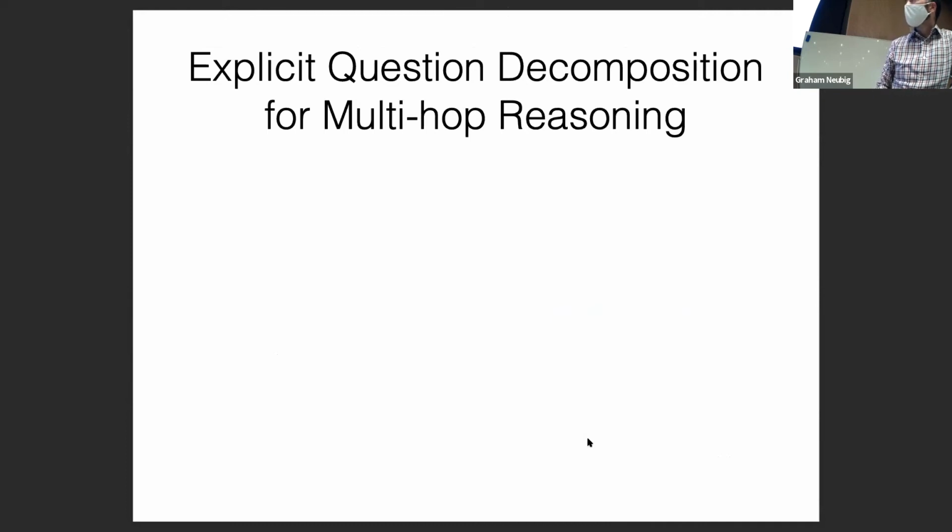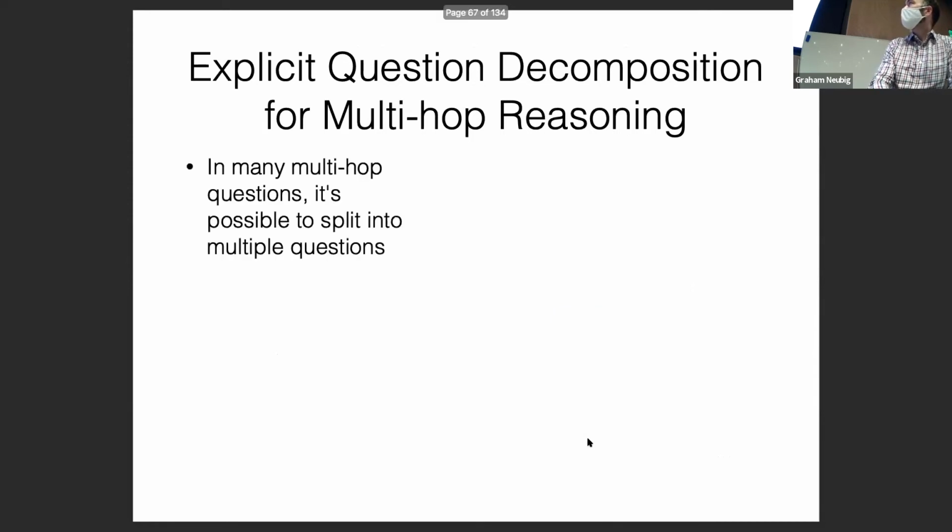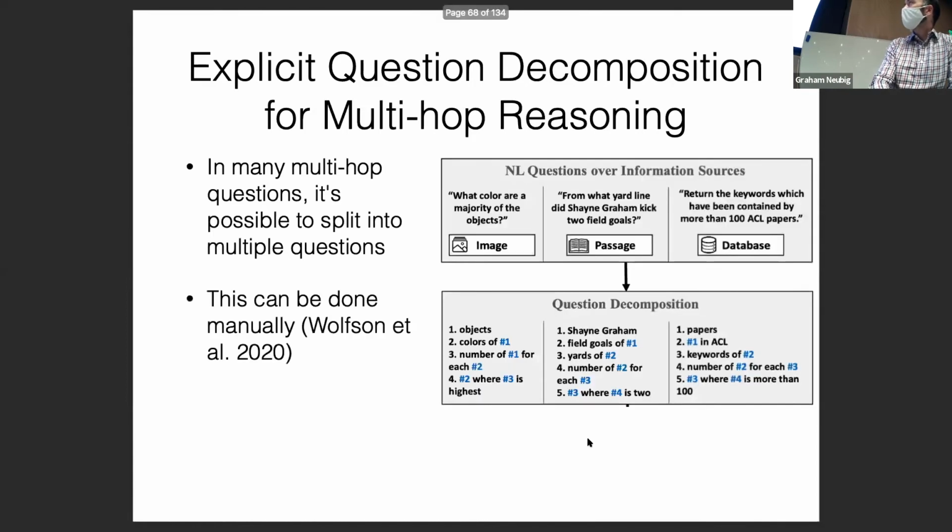But there's a number of methods for explicitly or implicitly doing multi-hop reasoning. And what I mean by explicitly is, for many multi-hop questions where you need to answer multiple subcomponents in order to get the answer to the question, you can split them into multiple questions. So for example, there's this dataset called the DROP dataset, which, they basically came up with a language that allows you to decompose more complex questions into simpler questions.